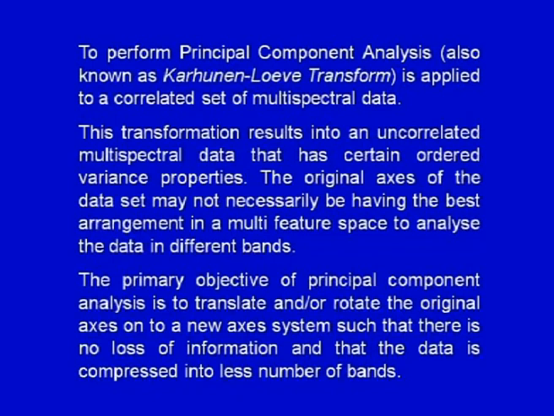Principal component analysis, also known as the Karhunen-Loeve transformation, is applied to a correlated set of multispectral data. This transformation results in uncorrelated multispectral data that has certain ordered variance properties. The original axes of the data set may not necessarily have the best arrangement in a multi-feature space to analyze the data in different bands. The primary object of principal component analysis is to translate and/or rotate the original axes onto a new axis system such that there is no loss of information and the data is compressed into fewer bands.